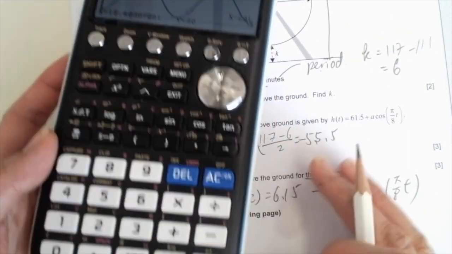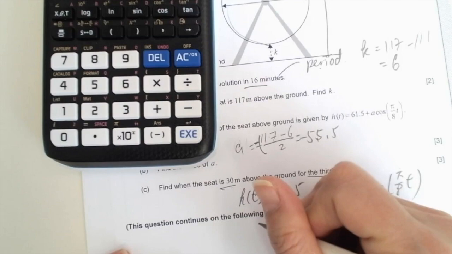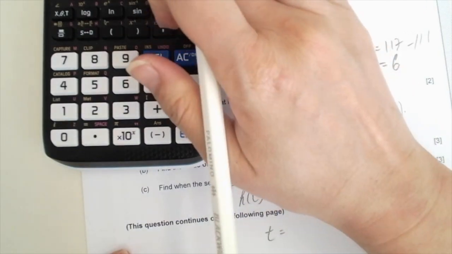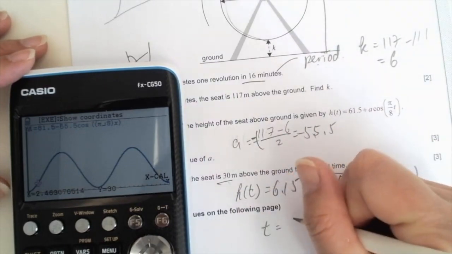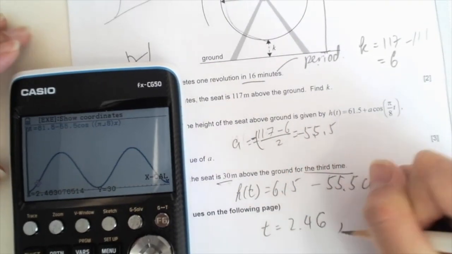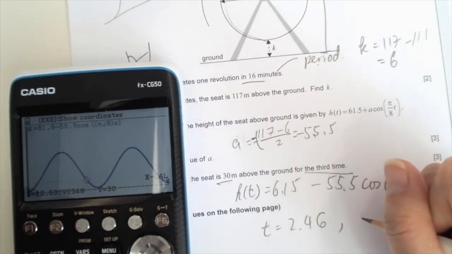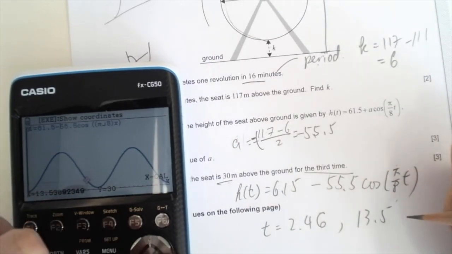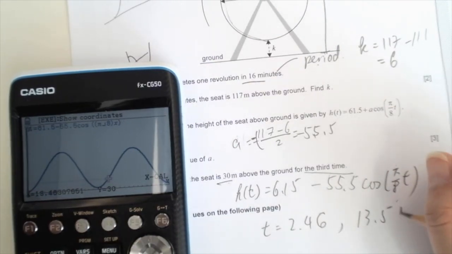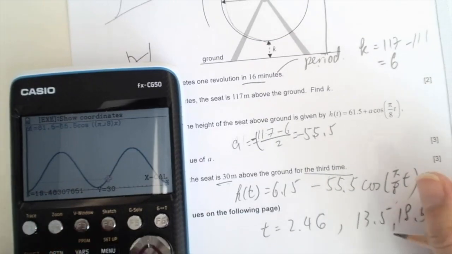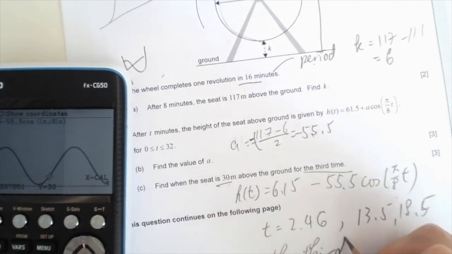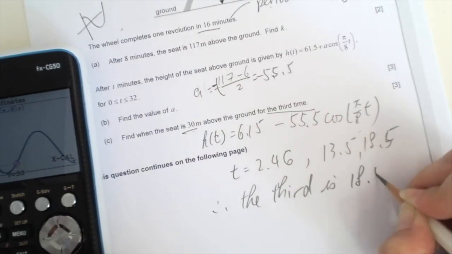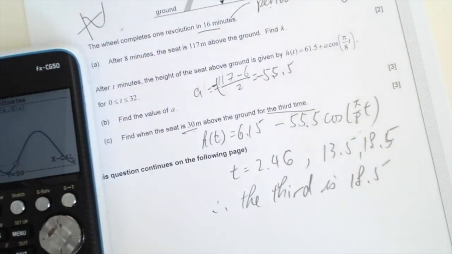Just to show you my step, I will write it down as if I really solve it. 2.46, 13.5, and then the next one is 18.5. Therefore, the third time is 18.5 by counting, and that's how we do it.